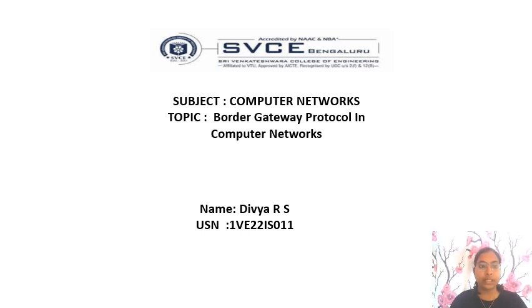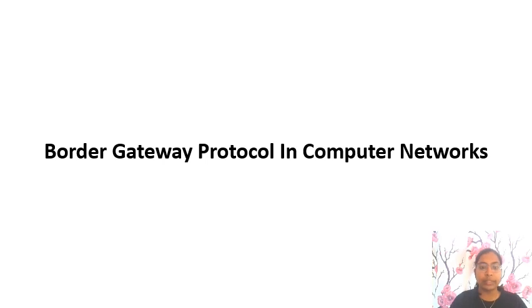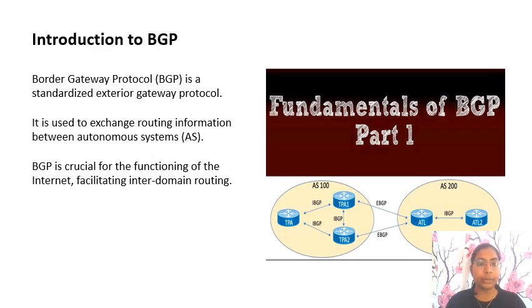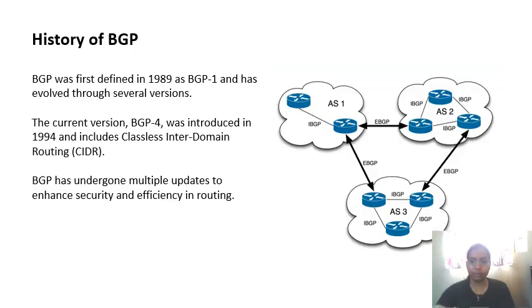Today in this video, let us discuss the topic Border Gateway Protocol in Computer Networks, from the subject Computer Networks. Border Gateway Protocols in Computer Networks. Introduction to BGP. Border Gateway Protocol is a standardized exterior gateway protocol. It is used to exchange routing information between autonomous systems. BGP is crucial for the functioning of the internet, facilitating inter-domain routing.